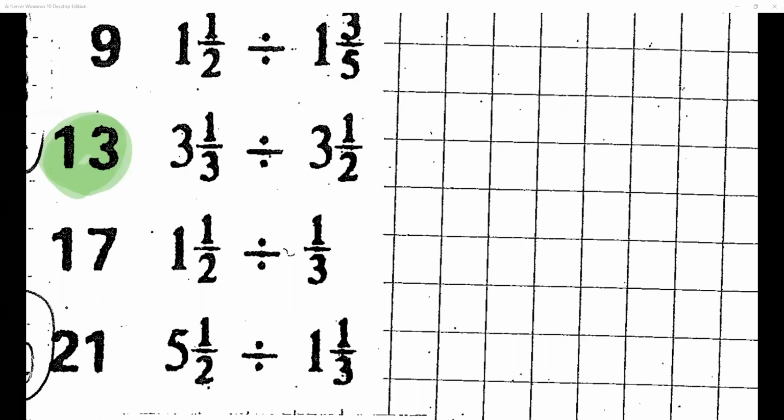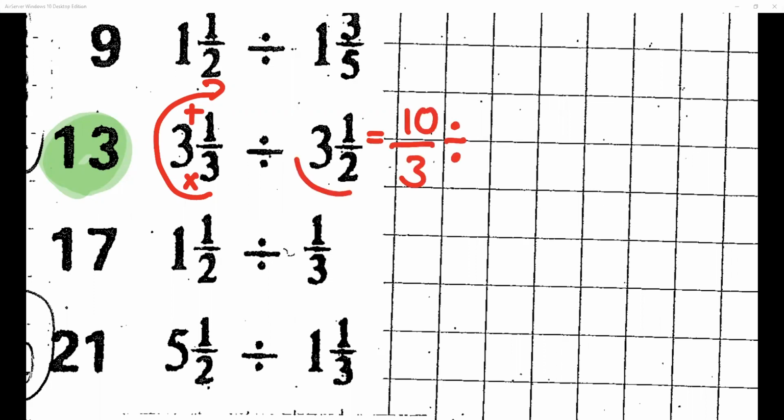You have to times and add with both of them. That's changing mixed fractions into top heavy. So 3 times 3 is 9. 9 add 1 is 10. And what about the next one? 3 times 2 is 6. Add 1 is 7. Okay, what do we do next now?